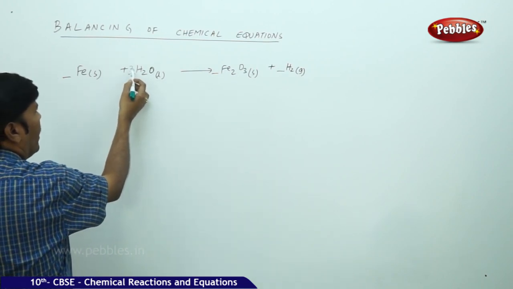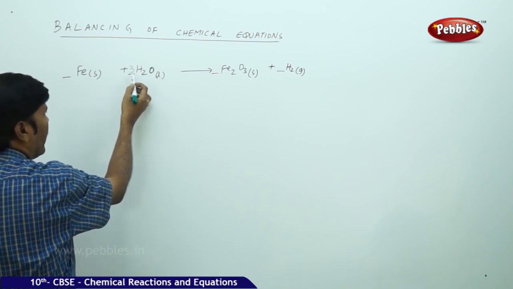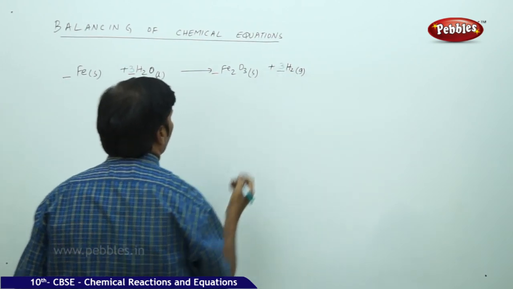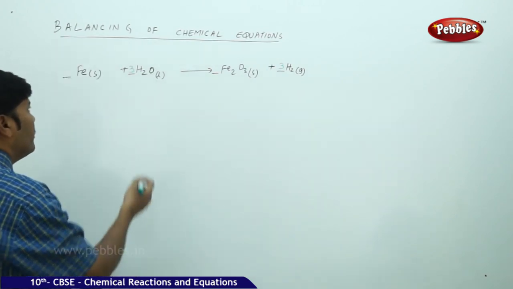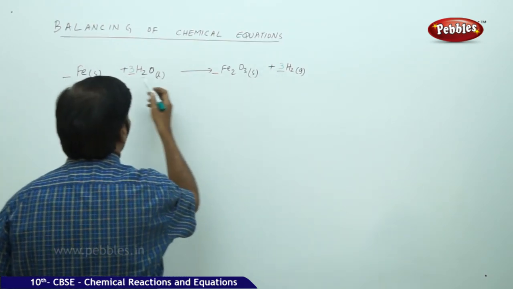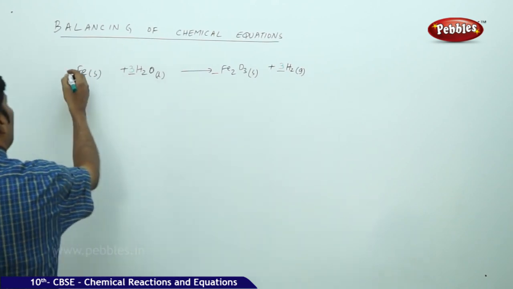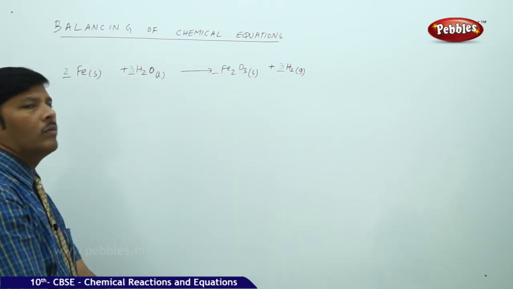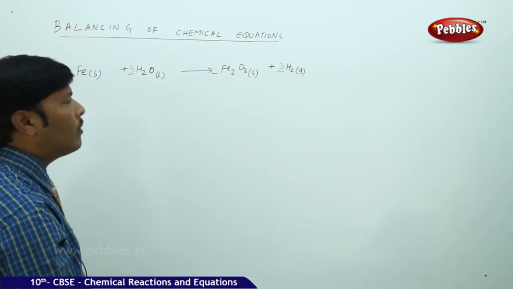By marking 3 as a molar coefficient beside water, you are increasing the number of hydrogens from 2 to 6, but here we have only 2 hydrogens, so mark 3 here as a molar coefficient. As of now, the hydrogens are balanced, 6 hydrogens and 6 hydrogens, 3 oxygens and 3 oxygens. We have 2 irons, but only 1 iron, so this is how the irons get balanced and the entire reaction is balanced.